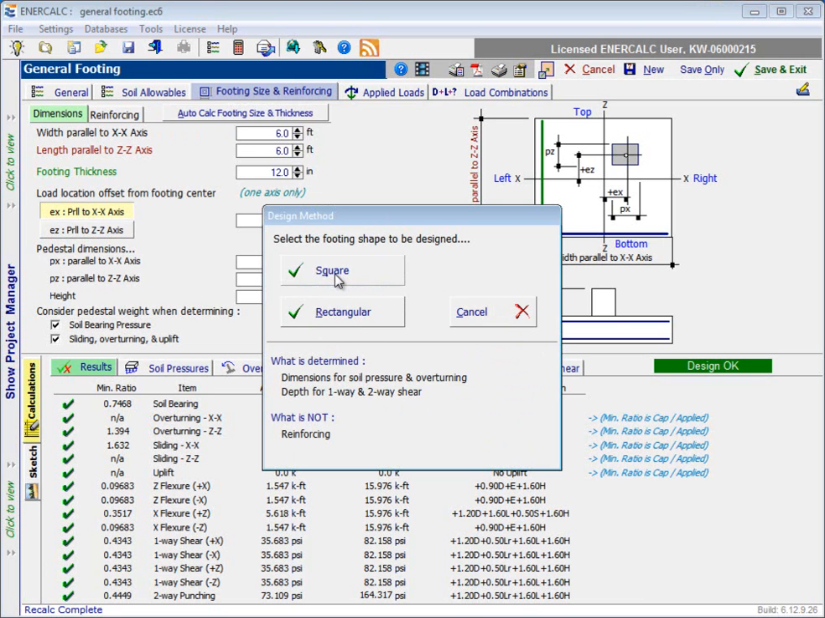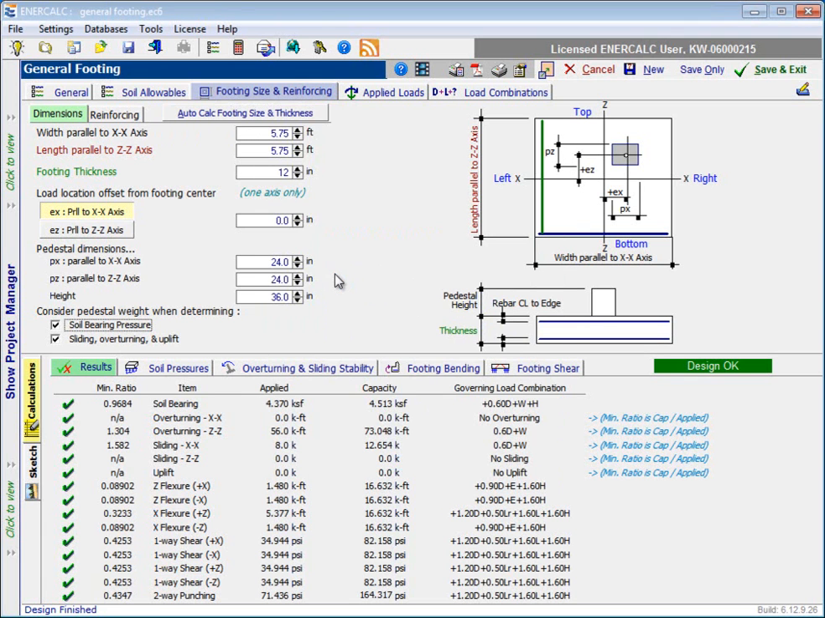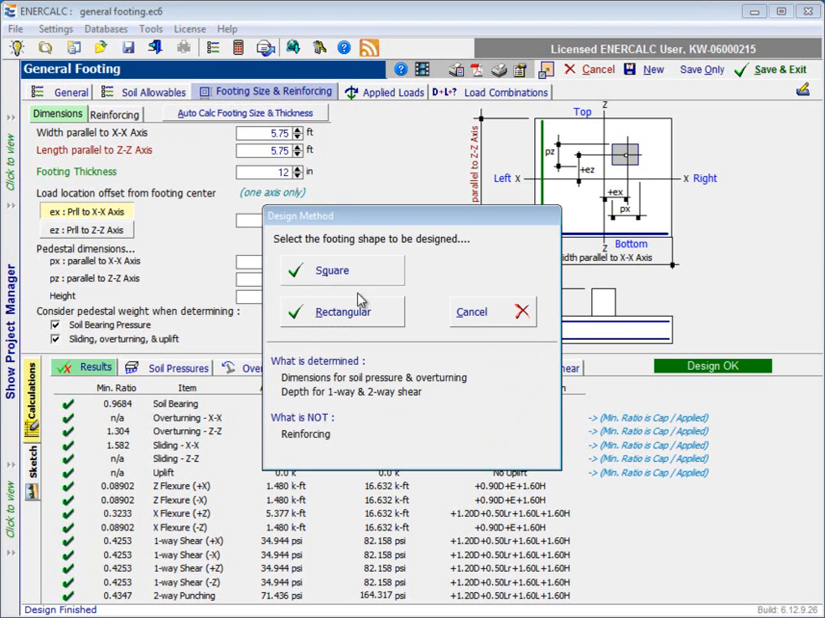Let's just assume that we want to stick to square footings for convenience. So I've clicked the square footing option. And now, actually let me just revisit that one more time. It's important to understand what this function is doing and what it's not doing.